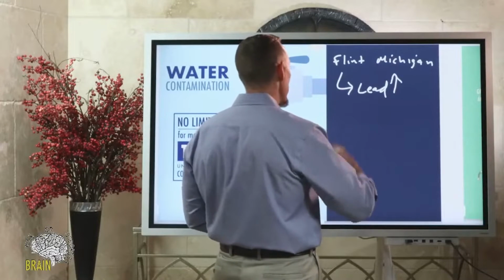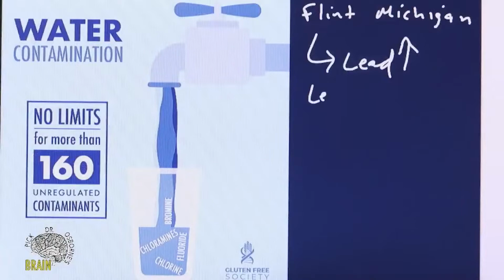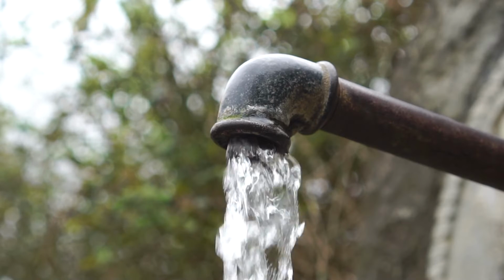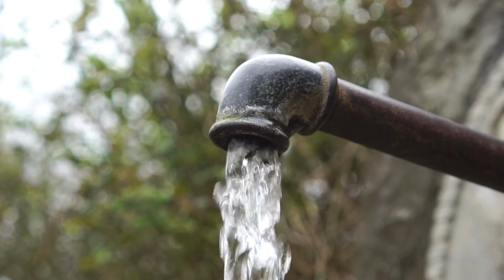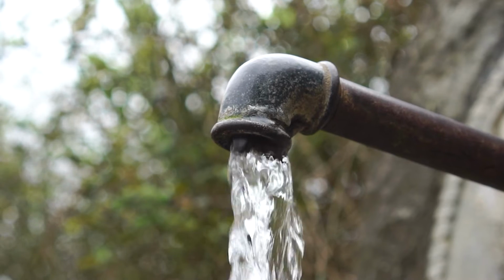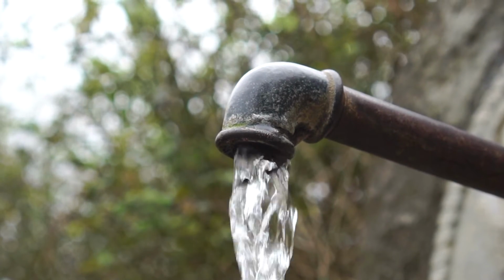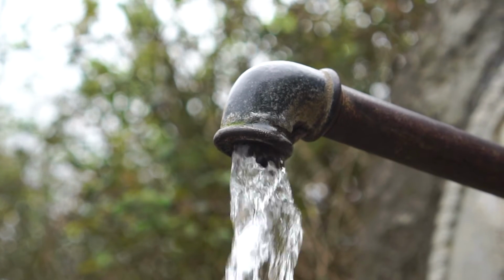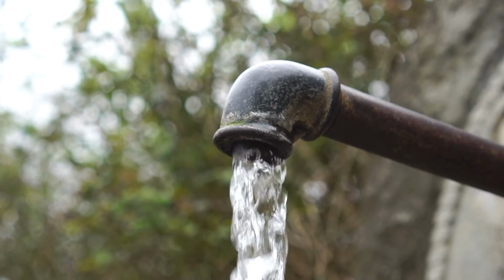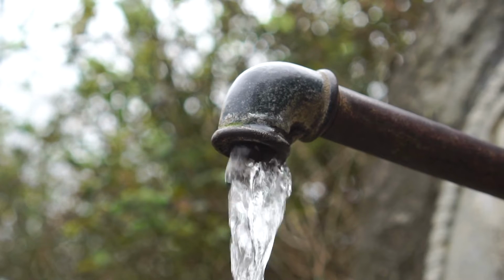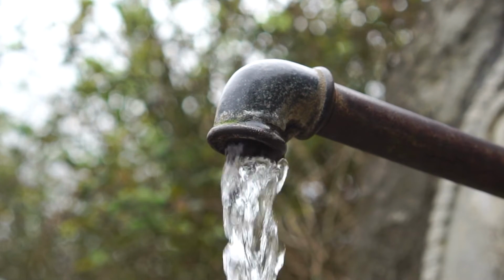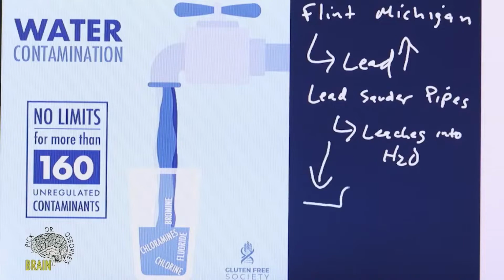Now, older cities have lead solder on their pipes, and that can leach. The older it gets, it leaches. And so it leaches into the water. And if you're drinking it, what do we do with lead? Well, generally, when we get excessive lead, we shove it into our bones.